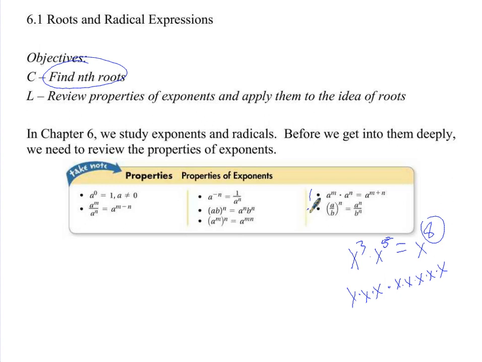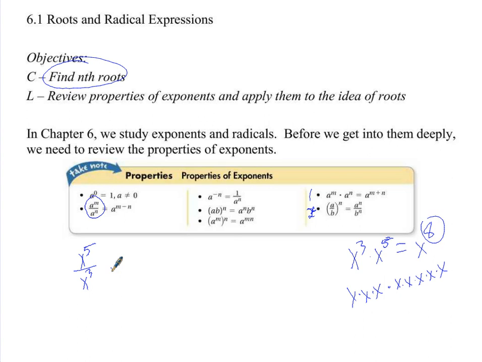Now, this one right here, if I'm dividing, no, not this one, sorry. This one. If I'm dividing like bases, what do I do to the exponents? I subtract them. So, for example, if I had x to the 5th divided by x to the 3rd, I should wind up with what?